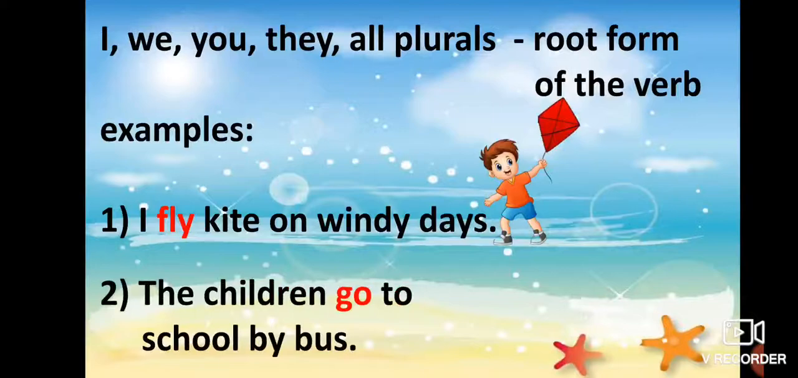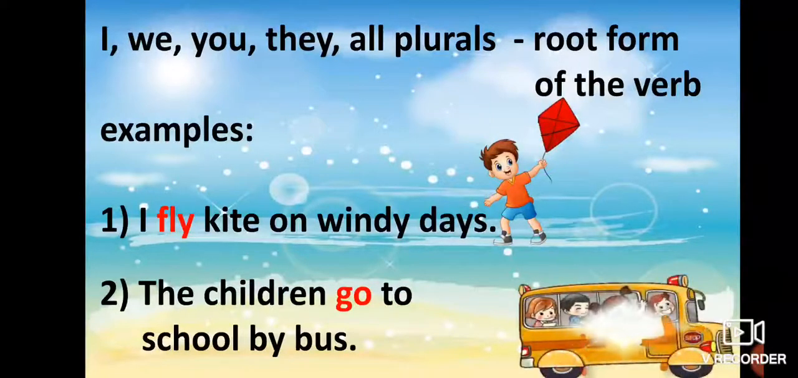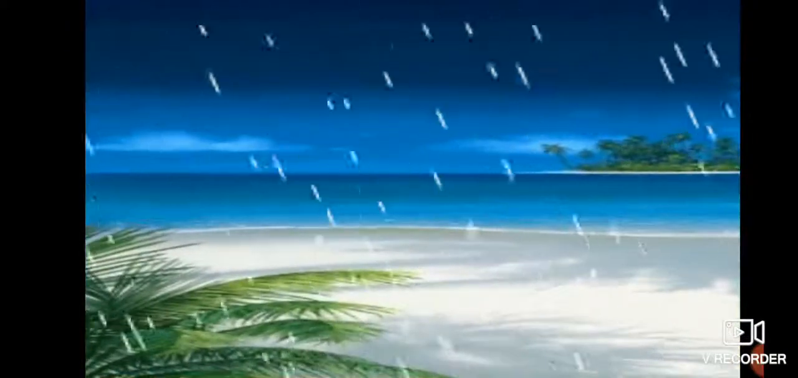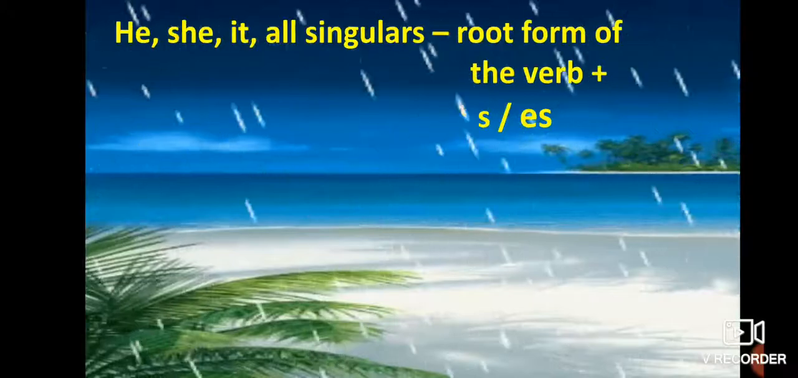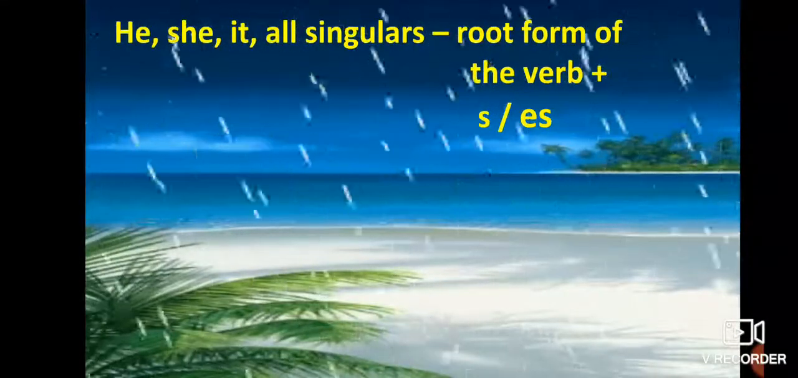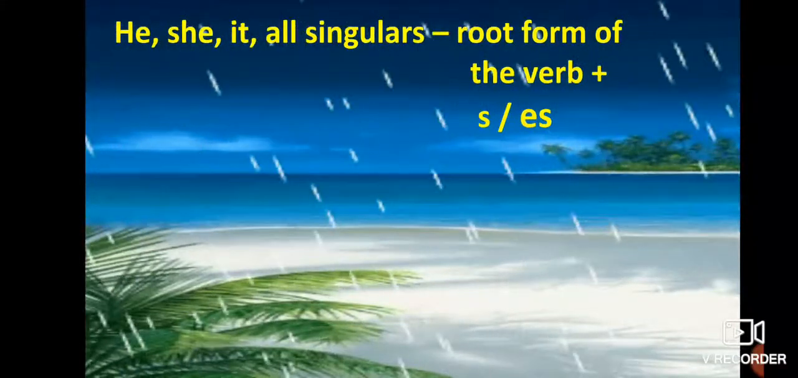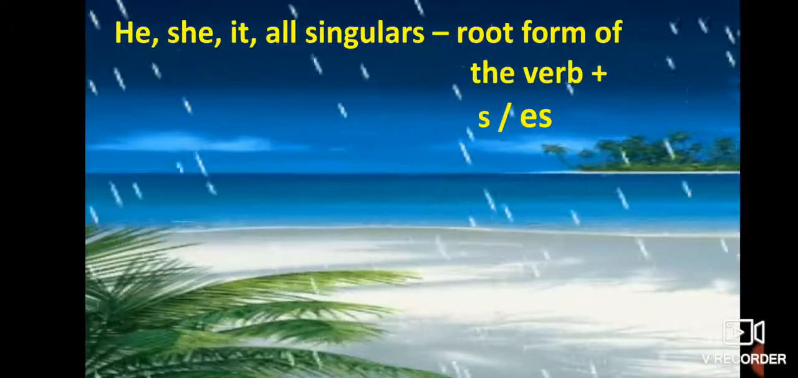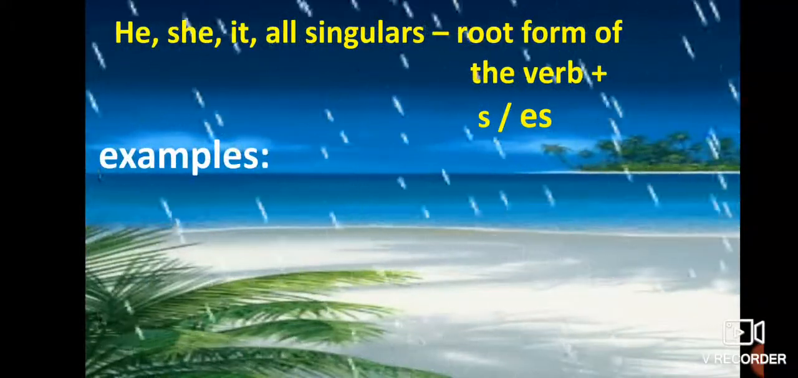The children go to school by bus. Here the children is a plural subject, and with a plural subject we use the root form of the verb, that is go. With he, she, it, all singulars, we use the root form of the verb plus s or es. Now let's see its examples.